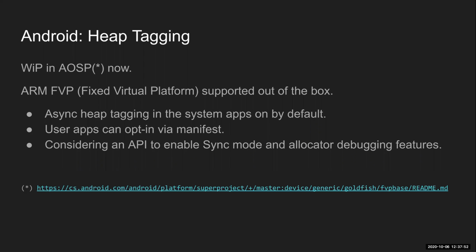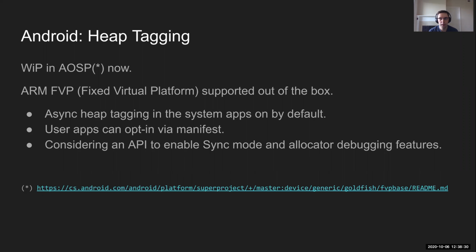We're working on implementing this in Android now, in AOSP. There are instructions. There is a link at the bottom of this slide. You can build it and run it on the ARM fixed virtual platform simulator. The implementation plan is like this. We expect to enable asynchronous mode heap tagging in all system apps and all the platform native daemons components by default. And user apps will not get it by default for stability reasons, but they can opt in.